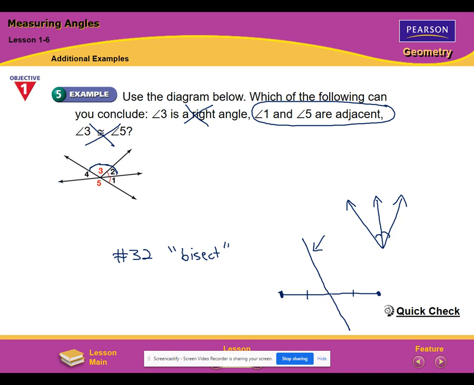Well, midpoint is the point right here. The bisector is a line or a line segment or a ray. The midpoint is a point. So the midpoint is the point where the bisector passes through.